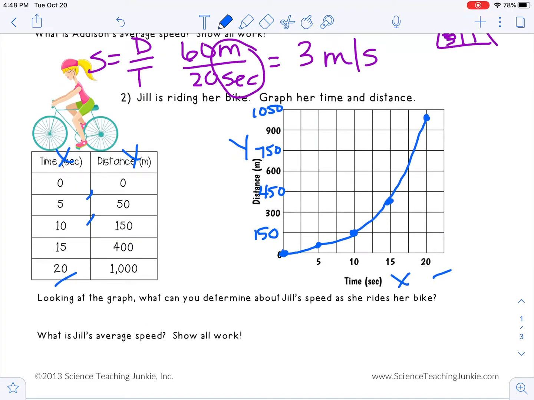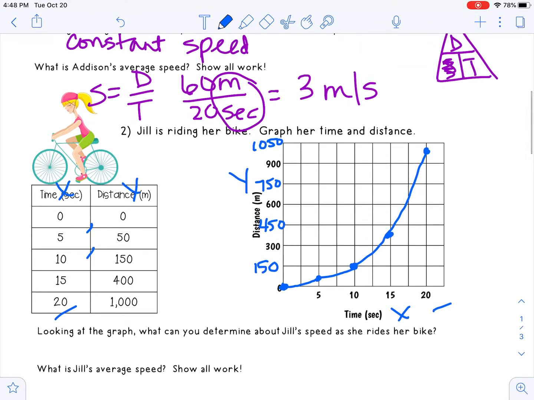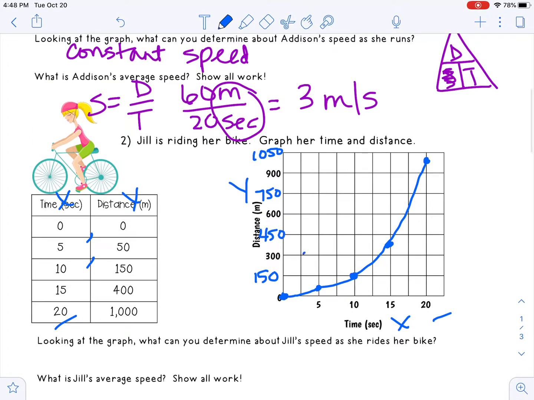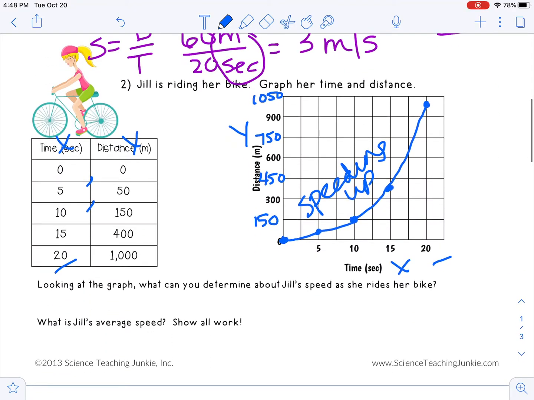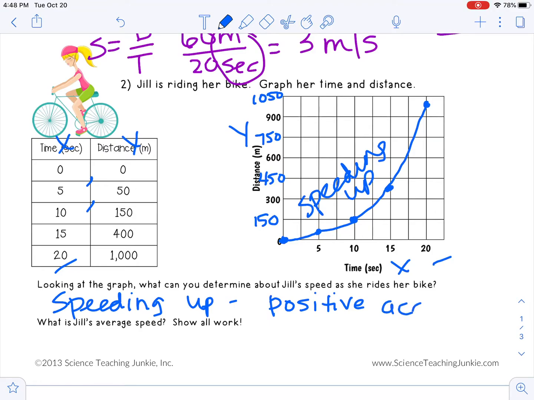All right, so look at the graph. What can you determine about Jill's speed as she rides her bike? Well, on a distance time graph, this means she's speeding up. Okay, this is what it looks like when we're at constant speed. This is what it looks like when we are speeding up. So she is speeding up. And when we talk about acceleration, we call this positive acceleration when she is speeding up in the forward direction. So positive acceleration.